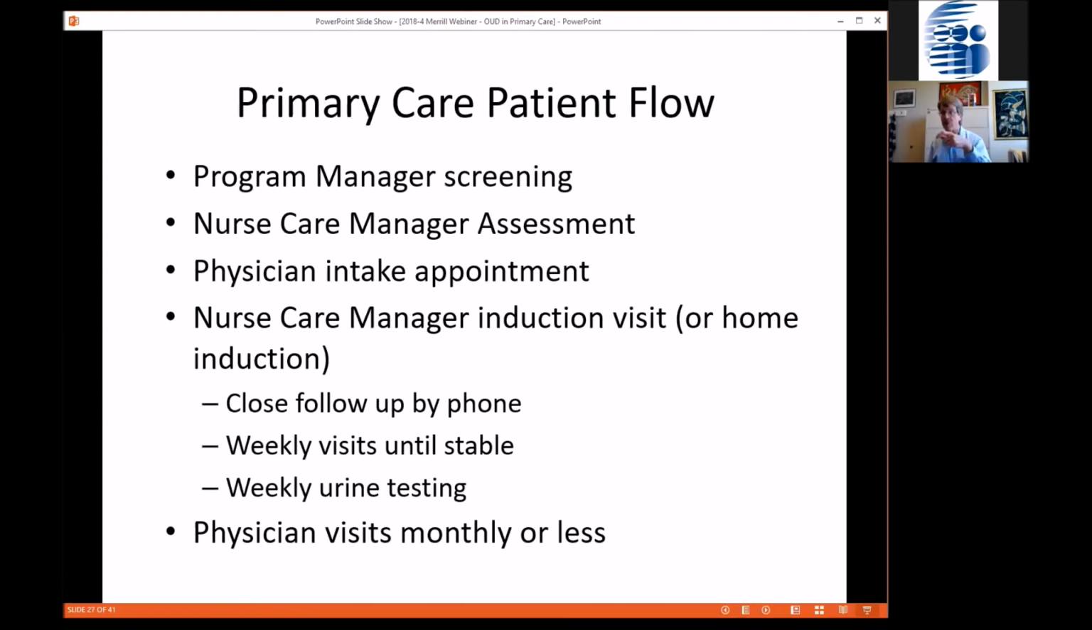So the flow is the program manager does screening, the nurse care manager does a full appointment, the physician does an appointment, makes a diagnosis, and gives a medicine. That can all happen in one visit, or on the phone and one visit. And then the nurse care manager may do an induction visit, or that same day they may do a home induction. The nurse care manager will follow up by phone. There'll be weekly visits until they're stable and can extend the duration of time between visits. There's urine testing. And physicians can see the patient really monthly, however much they need for their primary care.